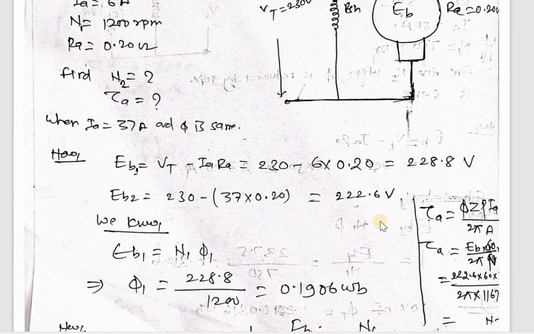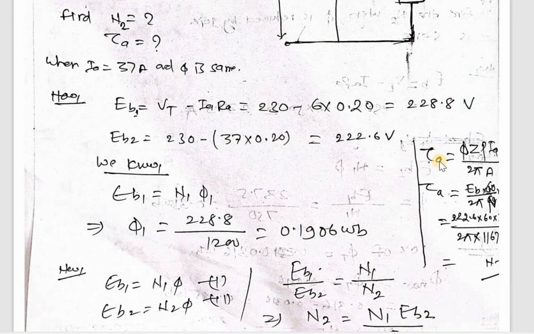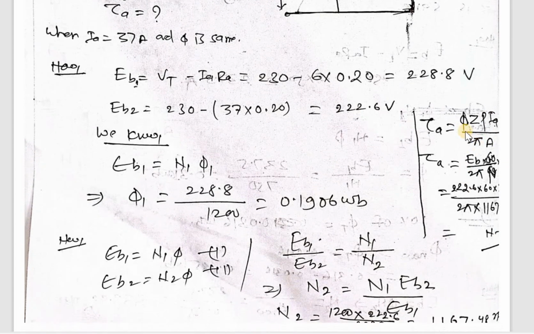And we also have to find the value of torque. We know the formula for torque is phi Z P Ia upon 2 pi A. Put the value of phi, Z, P, Ia and the value of A, then we can get the torque.